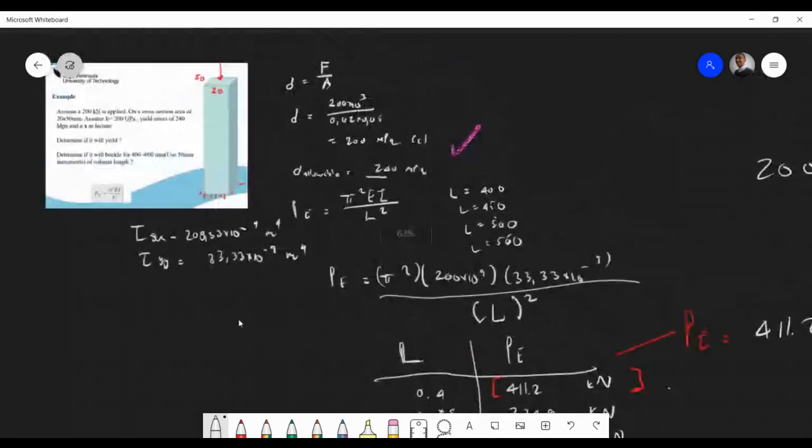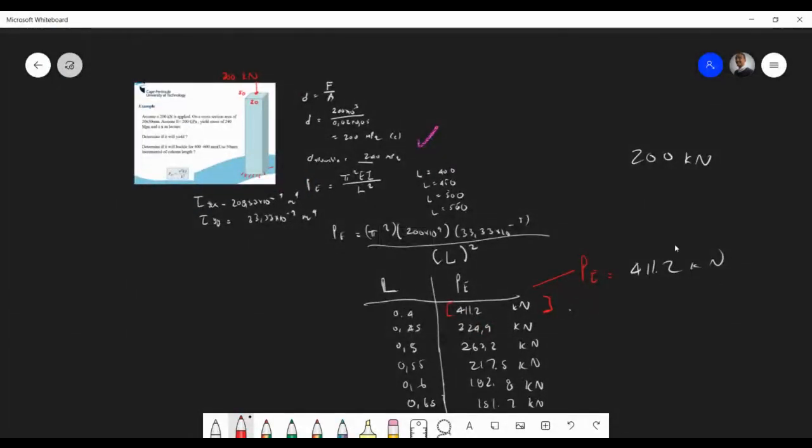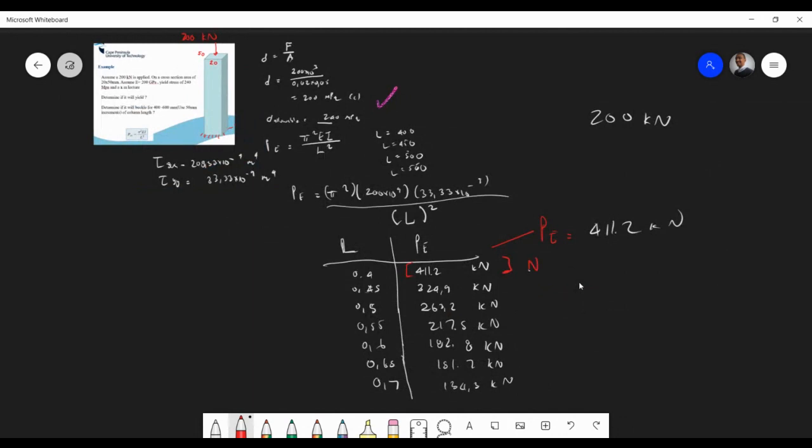So we're applying 200 kilonewtons here, and if we have a 400 mm column, the P critical comes to 411. So if we apply a load of 415, for instance, this column will buckle. But in this case, we're only applying 200, so I can say no. Let's look at the next one. If you apply a force of 200 kilonewtons at a column of 600 mm, it will fail. It will buckle. Does it make sense? Yes.